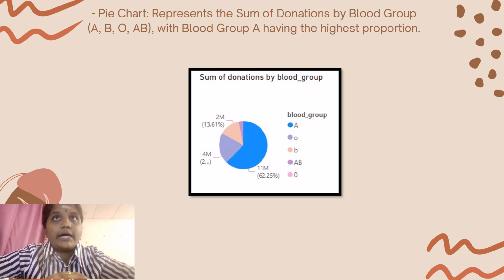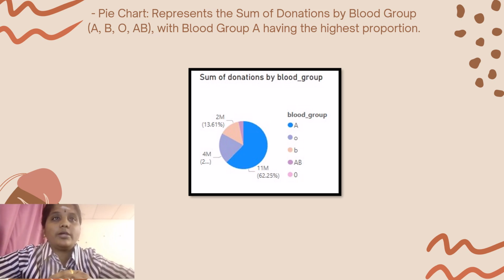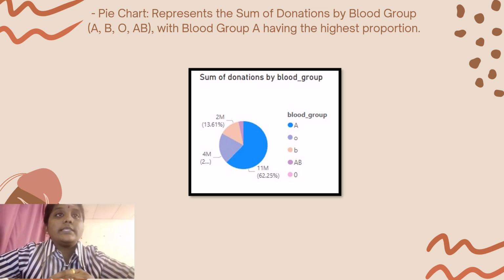The next is the pie chart, used to represent the sum of donation by blood group: A, B, O, AB, with blood group A having the highest proportion. The sum of donation by blood group, first one is blood group A, is equal to 11M, 62.25%. Second O, third one is B, fourth one is AB.